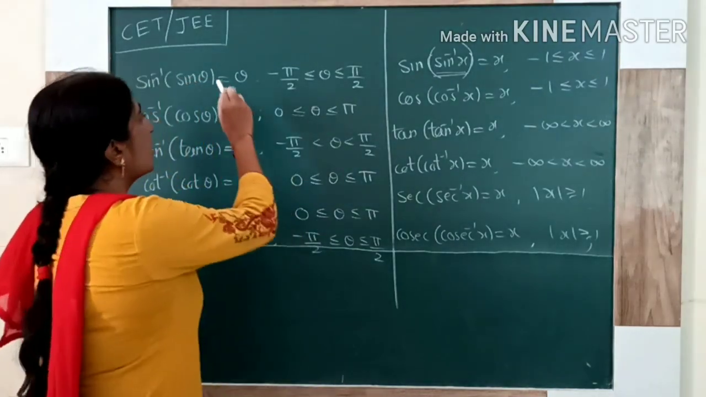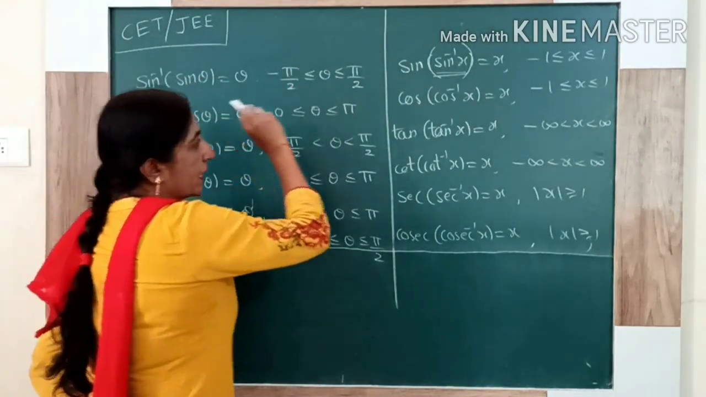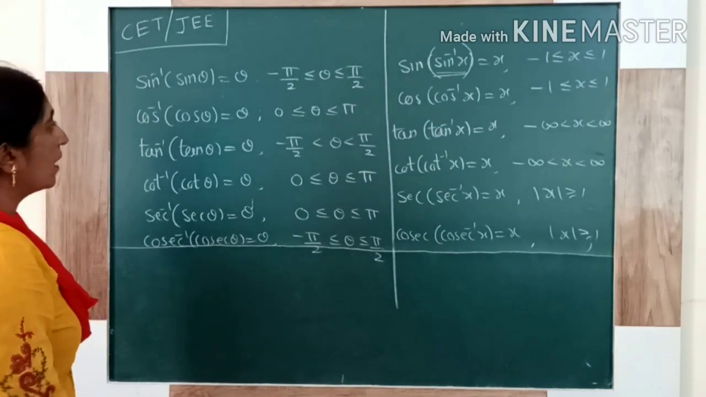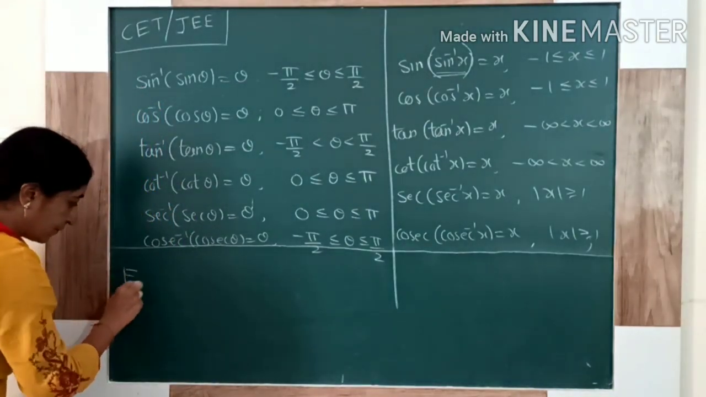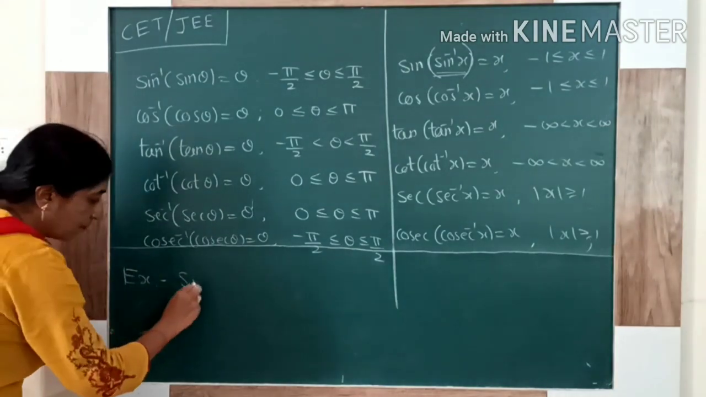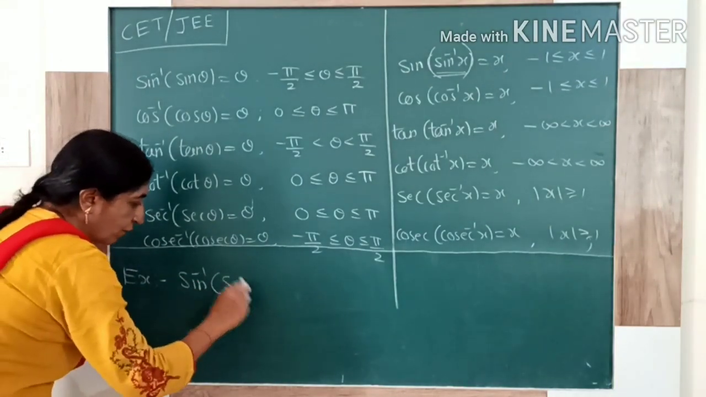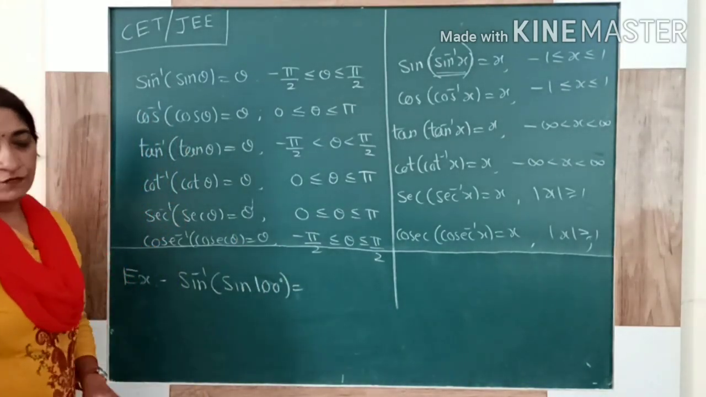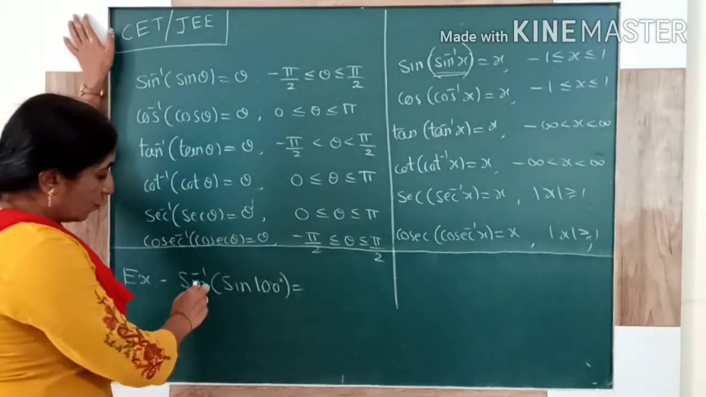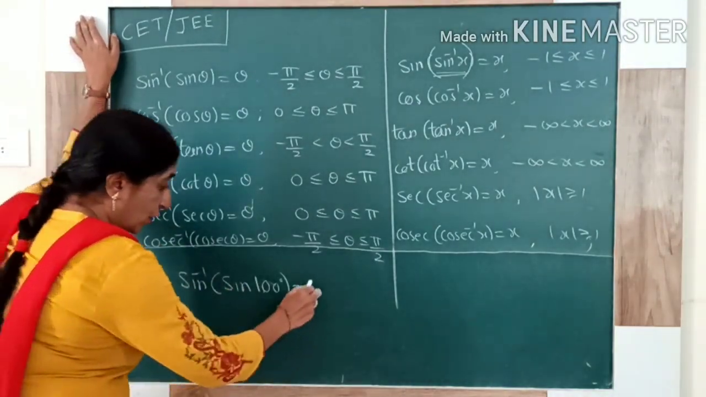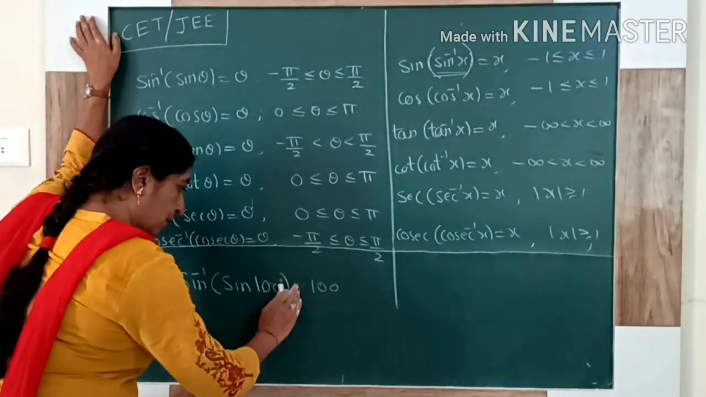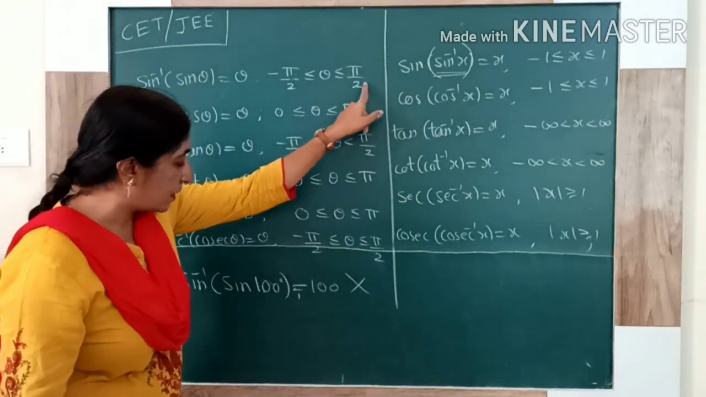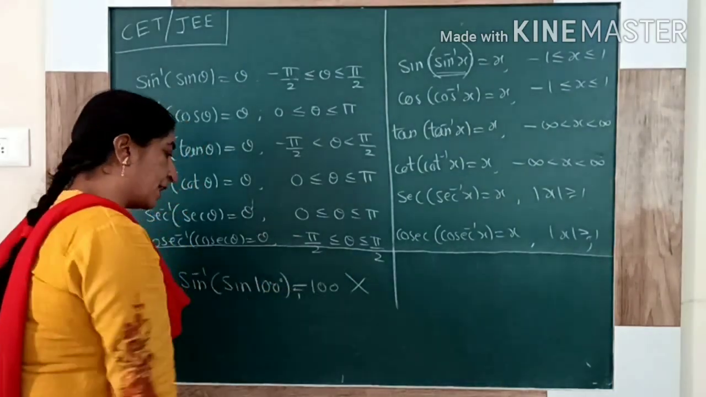But the difference is that here theta is in the form of degree or radian, and here x is in the form of real numbers. I am explaining how to use these in the examples. Suppose the problem is sine inverse of sine 100 degree. At that time you cannot cancel sine inverse and sine, and you cannot write 100. If you write 100, it is wrong, because the value should lie between minus 90 and plus 90, and 100 crosses that.